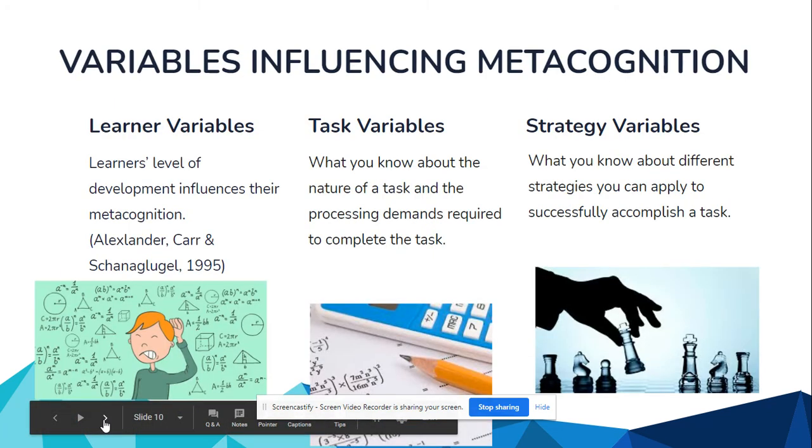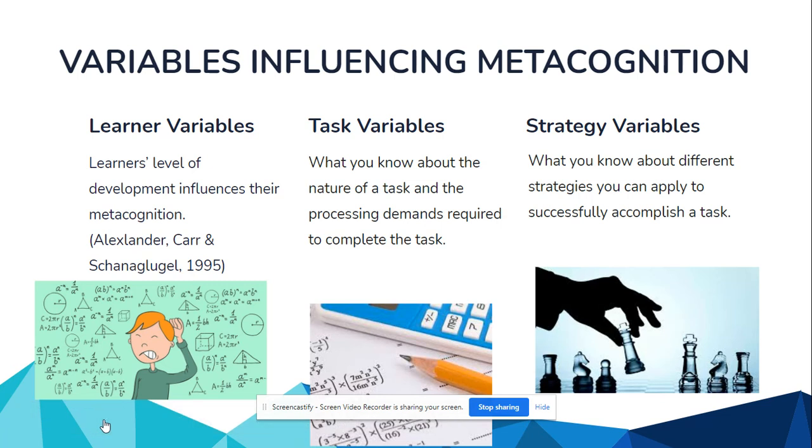So there are variables that influence metacognition. Metacognitive awareness is influenced by the learner's variables, task variables, and strategy variables. So, learner variables. Learners' level of development influences their metacognition. Older children understand their own memory and abilities and limitations much better than younger children. Task variables, what you know about the nature of a task and the processing demands required to complete the task.